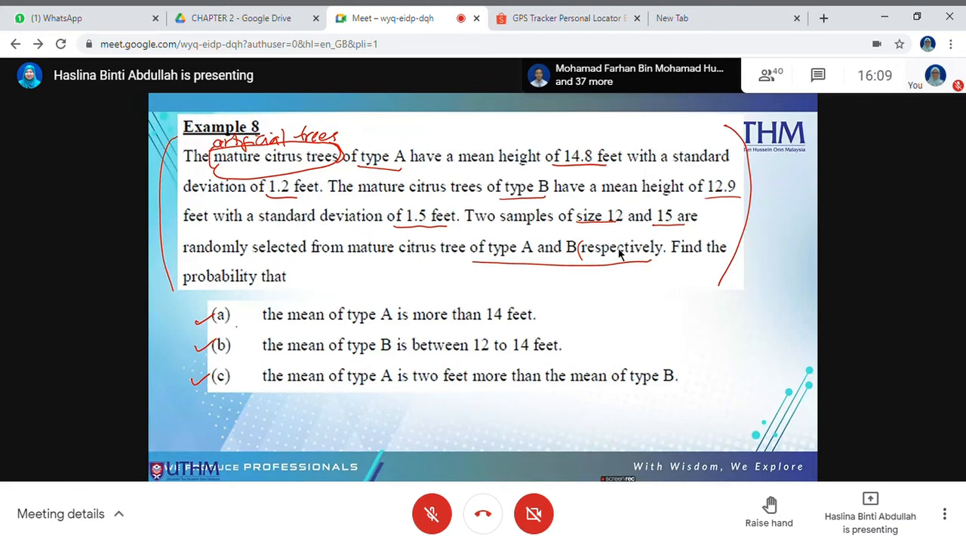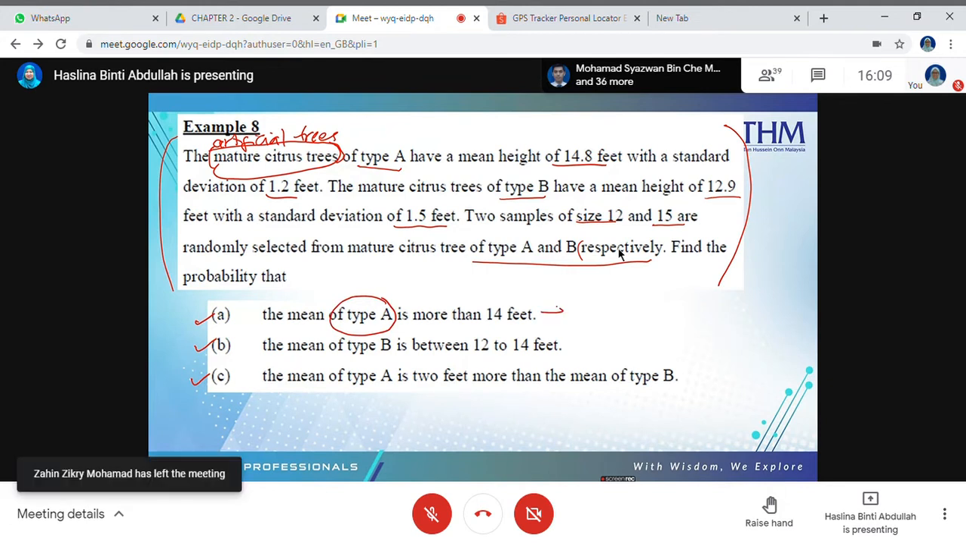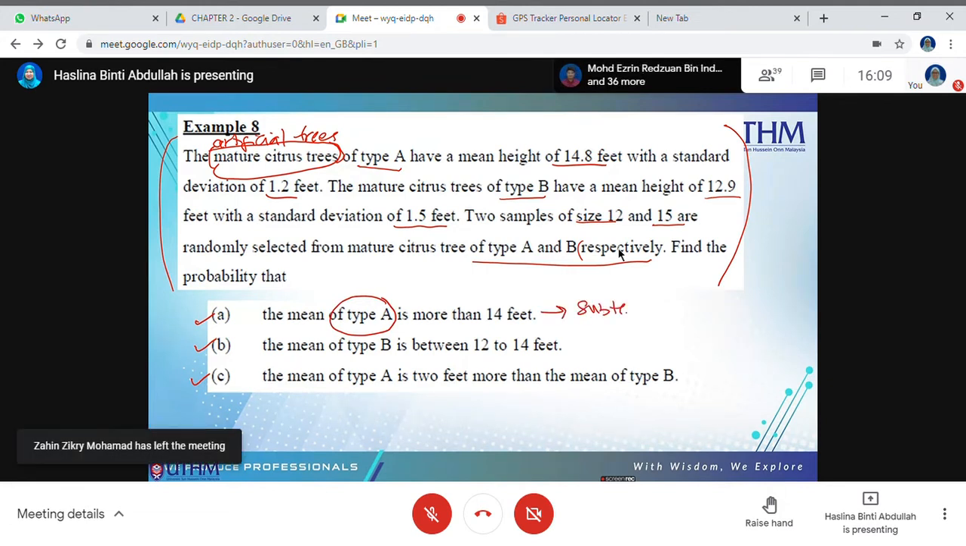Okay, for A, the mean of type A refers to subtopic 2.3. For this question you only need to follow the steps for calculating probability for a single mean, because it refers to type A only, one sample. Same with question B, the mean of type B. So for A and B, you just refer to the steps in subtopic 2.3.